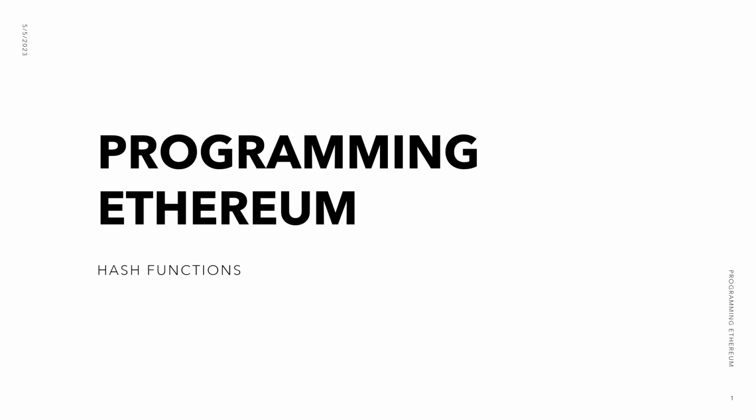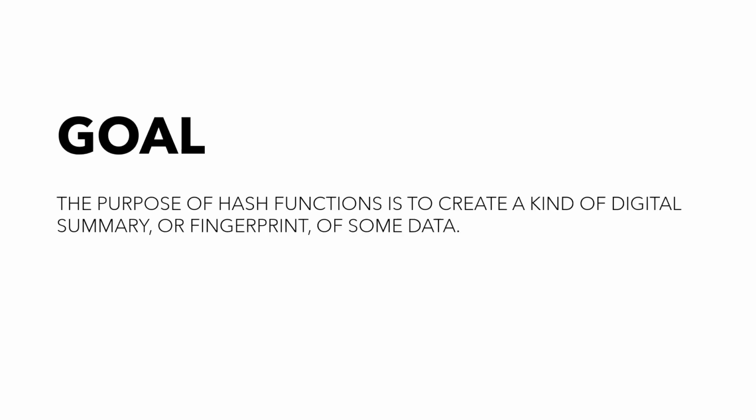Hello, welcome back. In this lesson, we will learn about hash functions. The security of blockchains requires cryptography, and the most used cryptographic primitive in this environment is a hash function. The purpose of hash functions is to create a kind of digital summary, or fingerprint, of some data. When I say data, I mean a collection of bytes, which can be a file or encoded text.